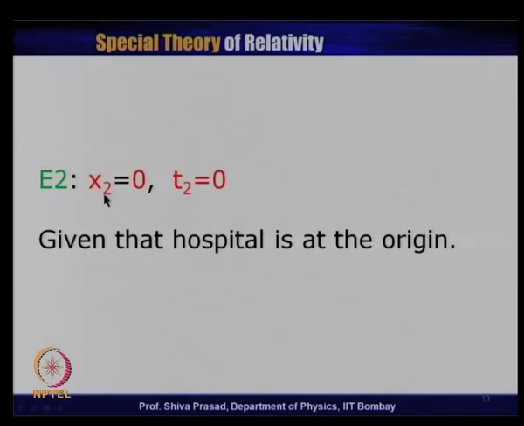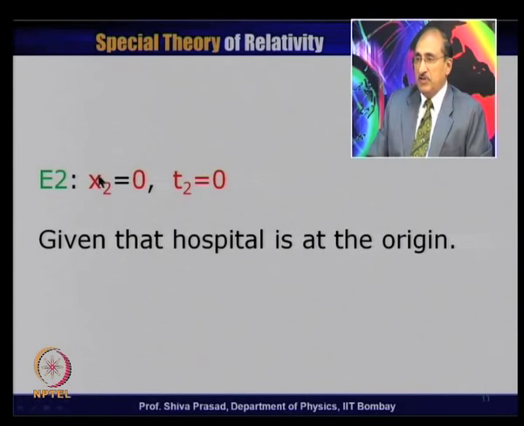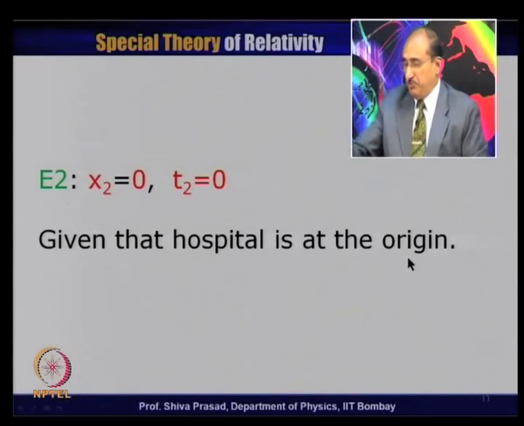It is the most simple. That is what I have written here. E2 is x2 equal to 0, the second event, so I have put 2 here. So, x2 is equal to 0, t2 is equal to 0 is the coordinate for the event number 2. Of course, as you have said, given that the hospital is the origin, which has already been given in the problem.